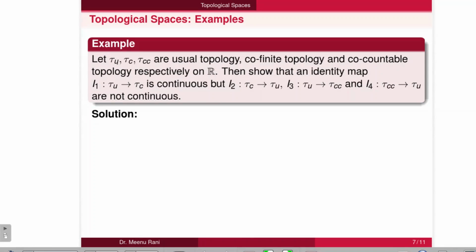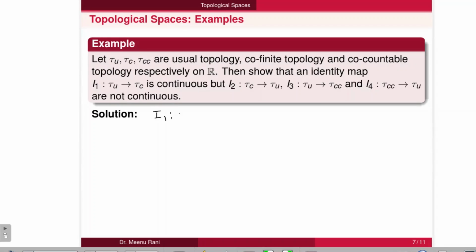In the next example we take tau u as the usual topology here, and tau c represents the co-finite topology, and tau cc is the co-countable topology on the set of the real numbers. Then show that the identity map I1, that is from tau u to tau c, is continuous, but the other identity maps are not continuous. So first we take I1.